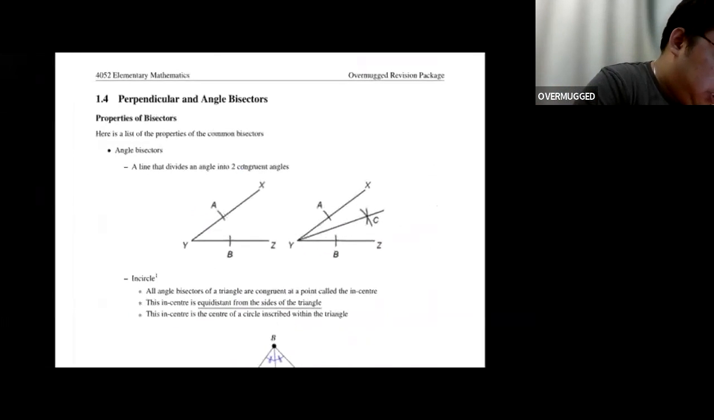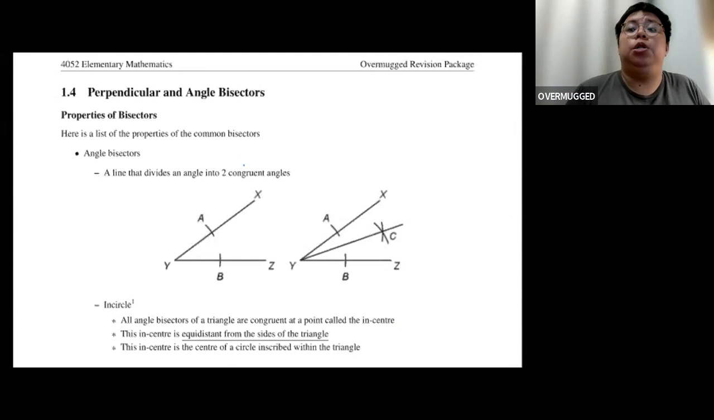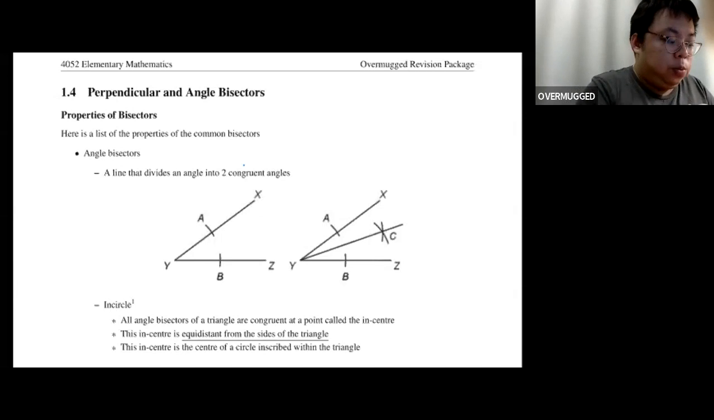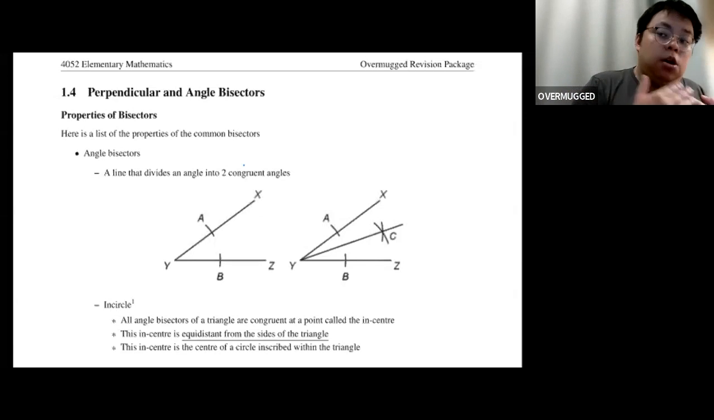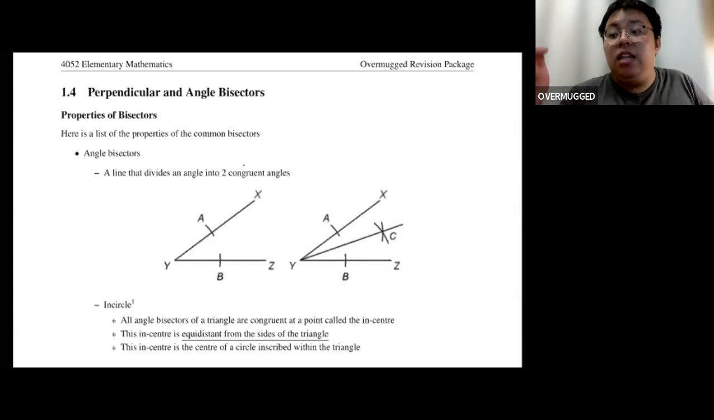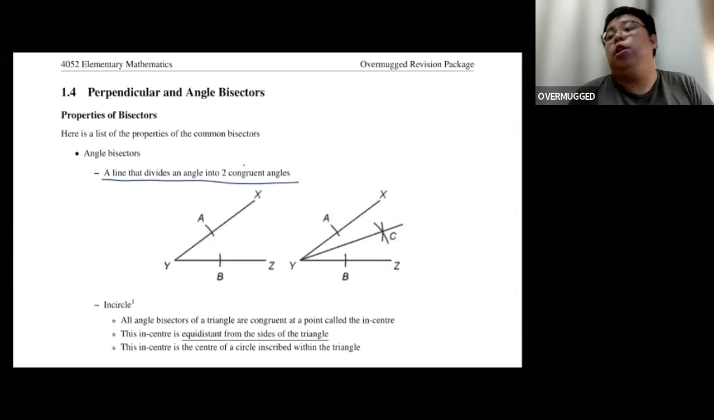Now, we're going to talk about this next concept here, which is the additional thing in this particular topic, which is the perpendicular bisectors and the angle bisectors. So for the very first one, let's talk about the angle bisector. So what's the definition of an angle bisector? An angle bisector is a line that will cut your angle in half. Okay, very important. A line that divides an angle into two congruent angles.